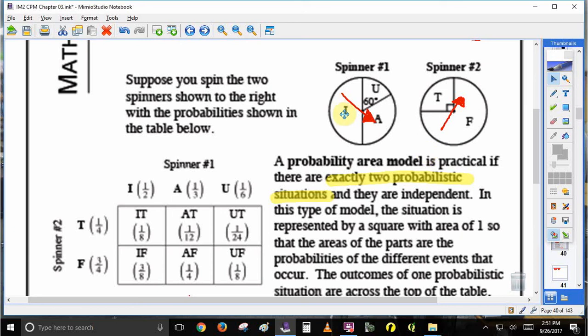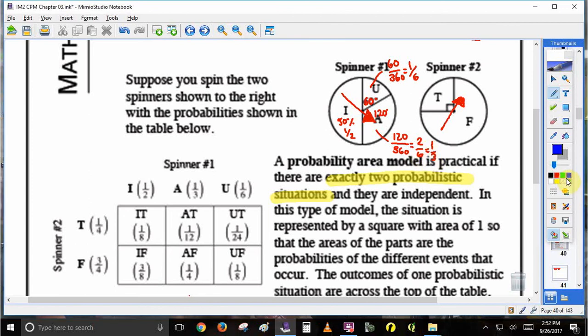Because it looks like, if we think about it, this I on the left-hand spinner number one is taking up 50% of the spinner, or 1/2 of the spinner. The region U is taking up 60 degrees of a 360-degree circle, so its probability is 60 out of 360, which we can reduce to 1/6. And region A is taking up 120 degrees. We know that because 60 plus 120 is 180. So its probability is 120 out of 360, which reduces to 2/6, or 1/3.